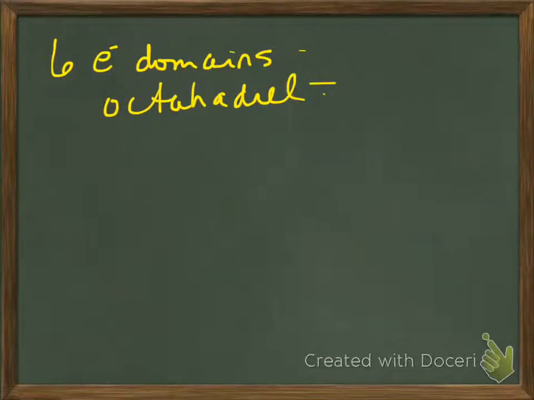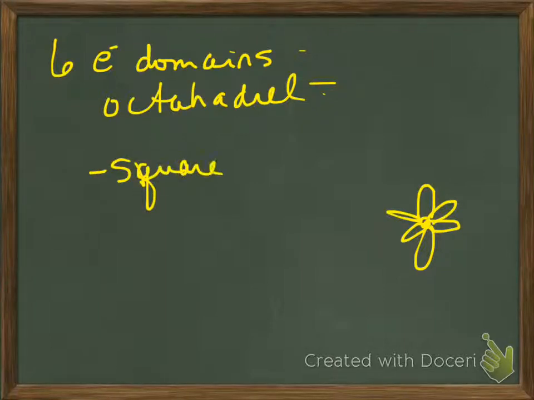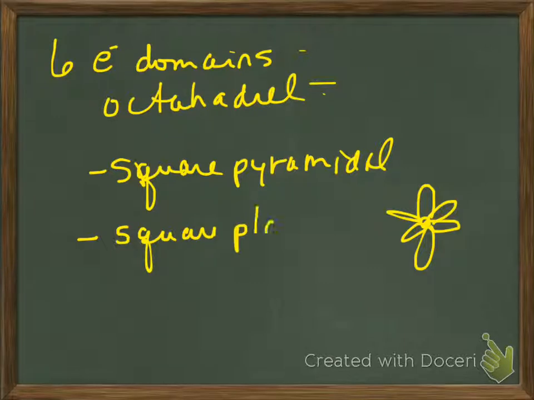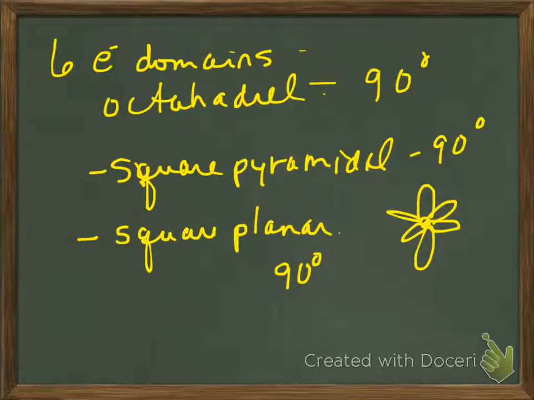For octahedral, we have six electron domains. So we have one, if this is your center atom, and then we have four on the same plane. If I have all six, obviously it's an octahedral. I can have something called a square pyramidal, or something called a square planar. These are basically 90-degree angles. Okay, and that ends the screencast on shapes.